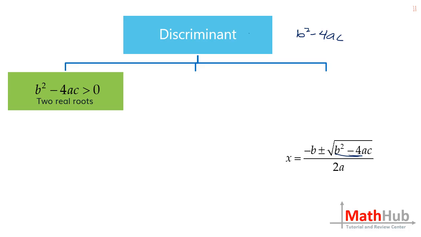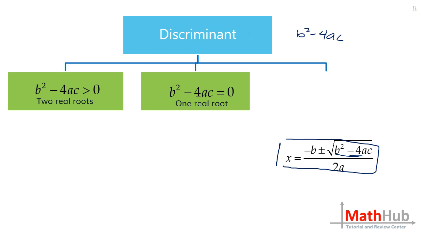What will happen if b squared minus 4ac is positive? It says here that you have two real roots, right? Because if you look at your quadratic equation, you will have two answers, right? If it is equal to 0, you only have one real root, because if that's the case, your x will just be equal to negative b over 2a. One real root only.